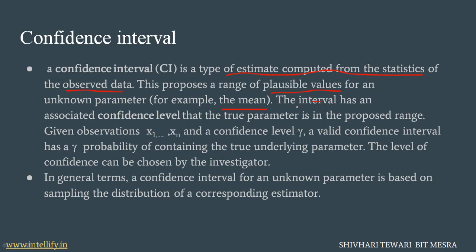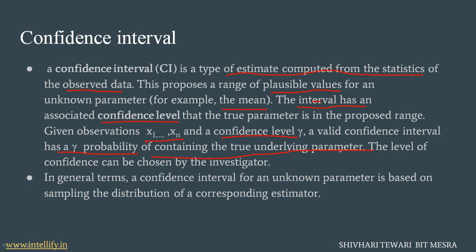The interval has an associated confidence level that the true parameter is in the proposed range. That means the interval which they have calculated has an associated confidence level. Because of that confidence level, it is named the confidence interval, that the true parameter is in the proposed range. Given observations x1 to xn, and a confidence level of gamma, a valid confidence interval has a gamma probability of containing the true underlying parameter.